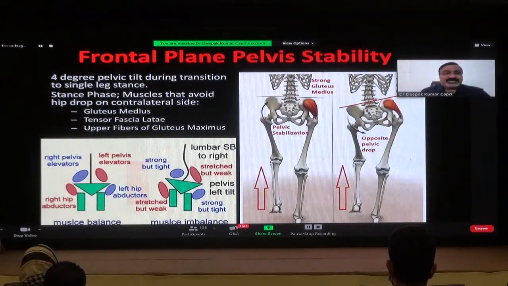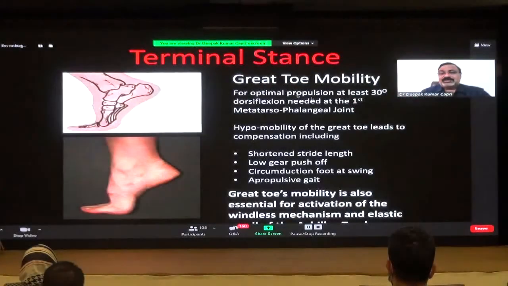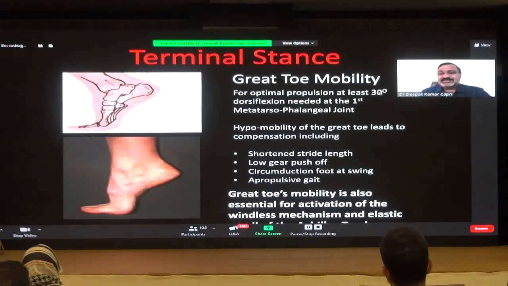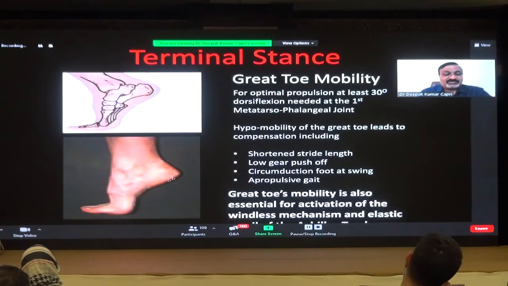Okay, so as I said, you also need to have 4 degrees of pelvic tilt during the gait. So make sure you check the abductor muscle, that is gluteus medius, for the gait. And as I told, the great toe must move at least 30 degrees. If the stiffness is there in the great toe, you will have a shorter stride length, low gear push-off, circumductory gait, and a propulsive gait. As I told you, it is the windlass mechanism, which was discovered by Windlass. It's the stretching of the plantar fascia during the push-off phase.